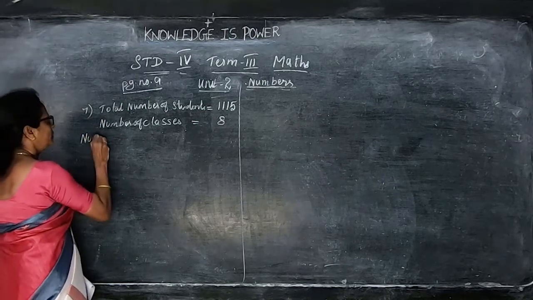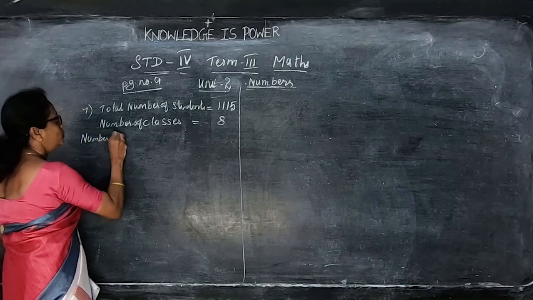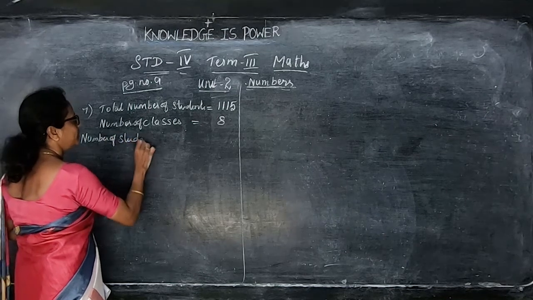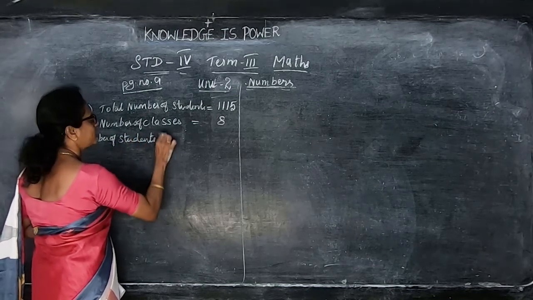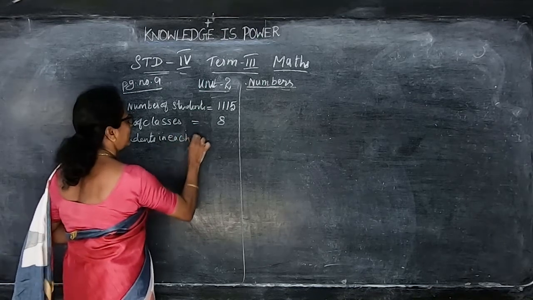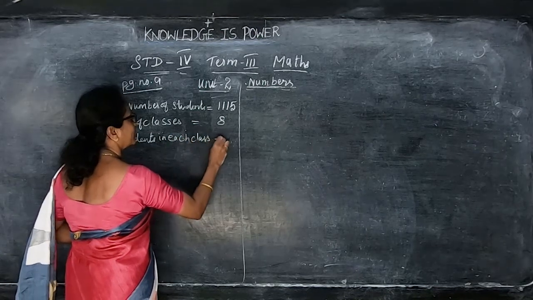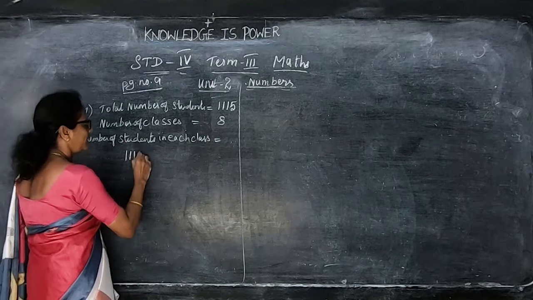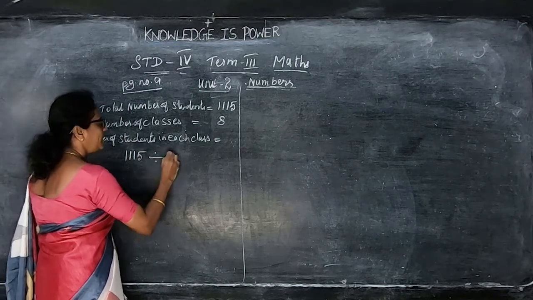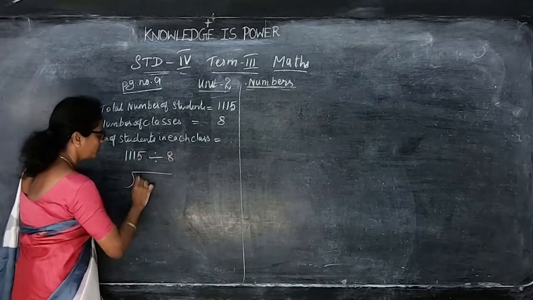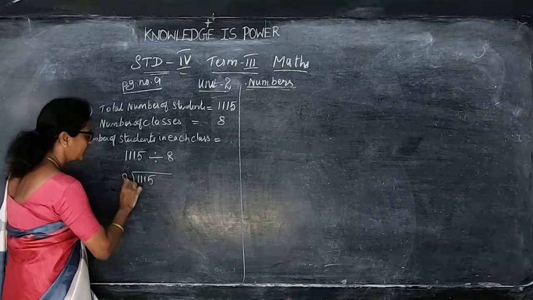So number of students in each class, we are going to find that out. Number of students in each class is equal to 1115 divided by 8. So divide 1115 by 8.